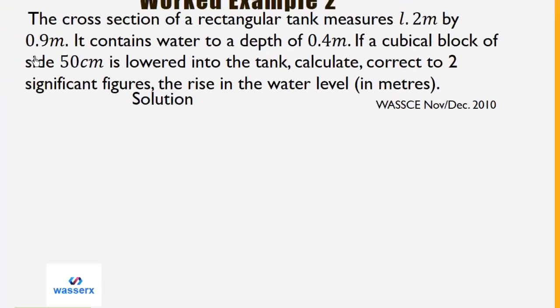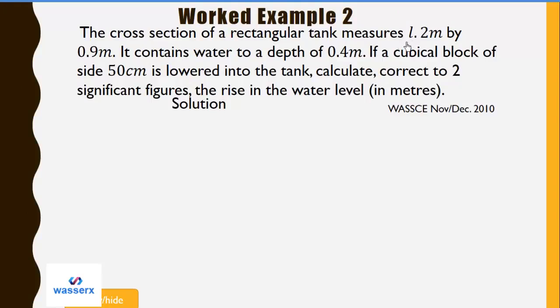Let's take another example. The cross section of a rectangular tank measures 1.2 meters by 0.9 meters. It contains water to a depth of 0.4 meters. That's the height. If a cubical block of size 50 centimeters is lowered into the tank, calculate, correct to two significant figures, the rise in the water level in meters. So let's go.